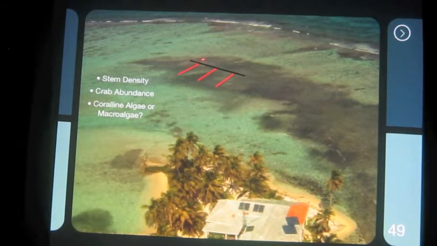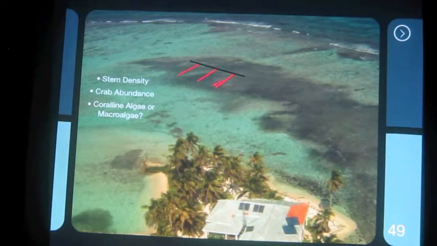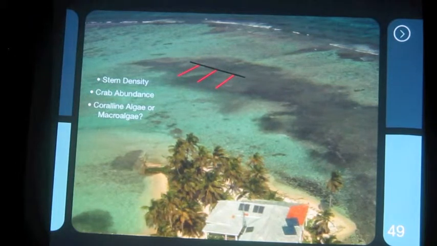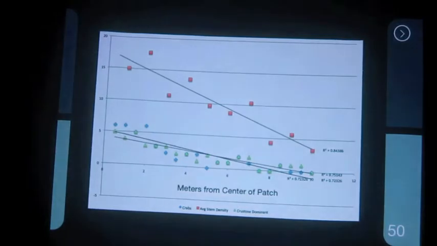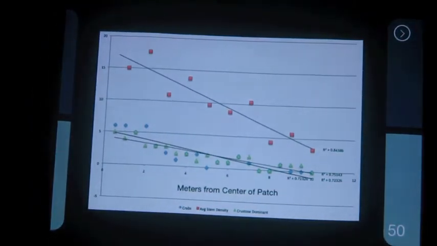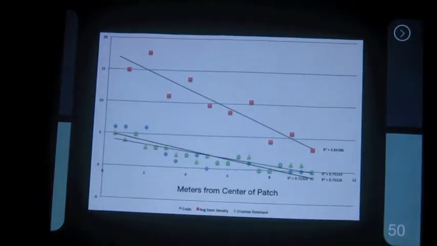So I went out and did these transect lines. So I chose the thickest part of the thicket, or the densest part of the thicket, and then I ran transects going away from the center. And I was looking at stem density and crab abundance, and if it was a coralline algae or macroalgae growing on the corals. All right, I know, graph, little scary. It's all right, we'll get through it.